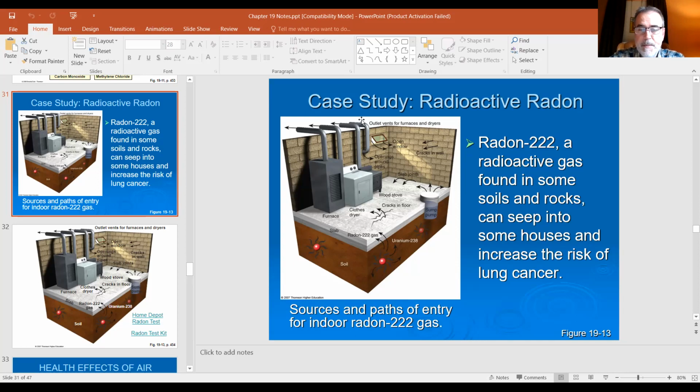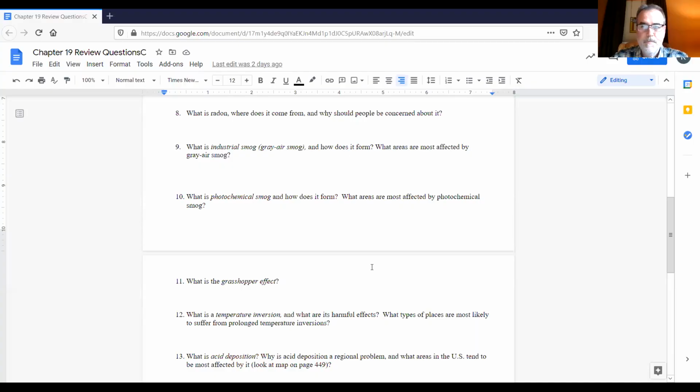And like I said, you can go to Home Depot or Lowe's and get a radon test. Very inexpensive and know in about 2 weeks. Second leading cause of lung cancer, and you can't smell it or taste it.